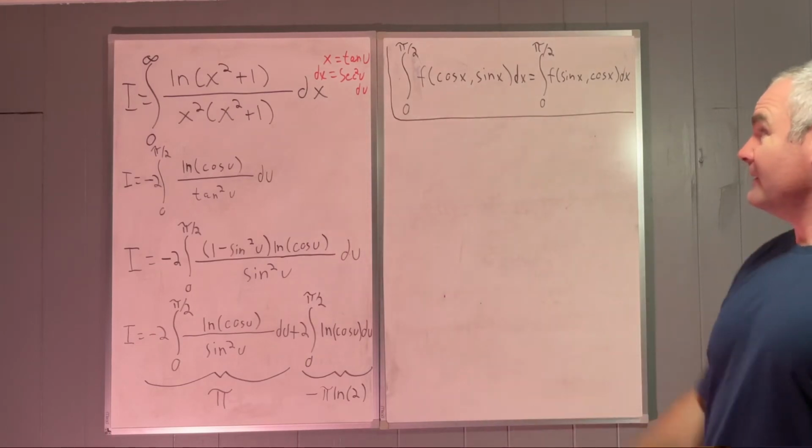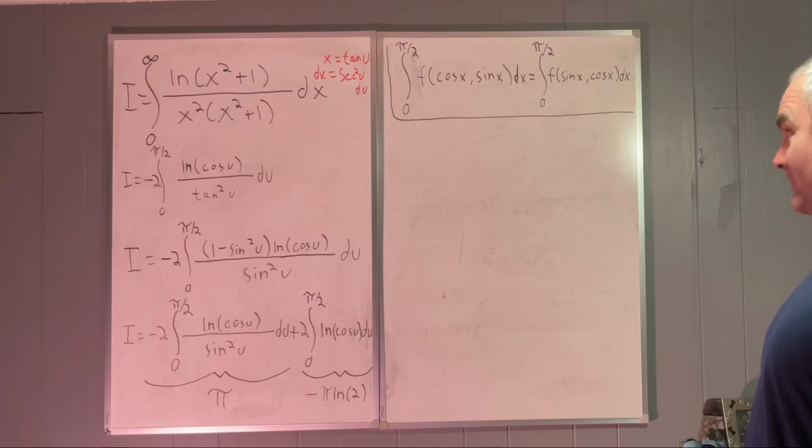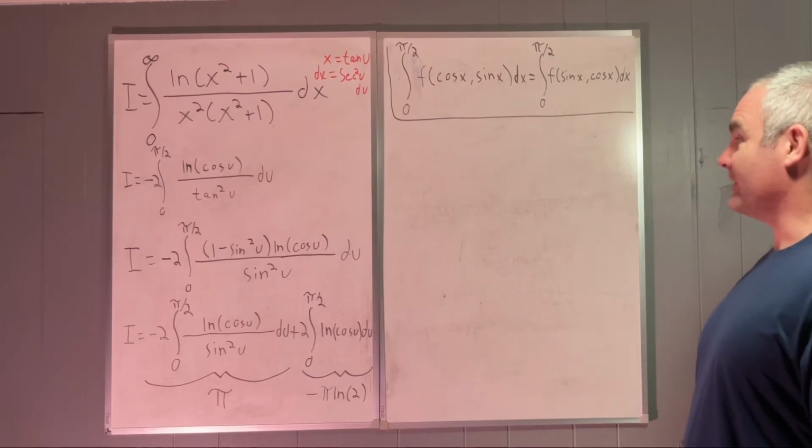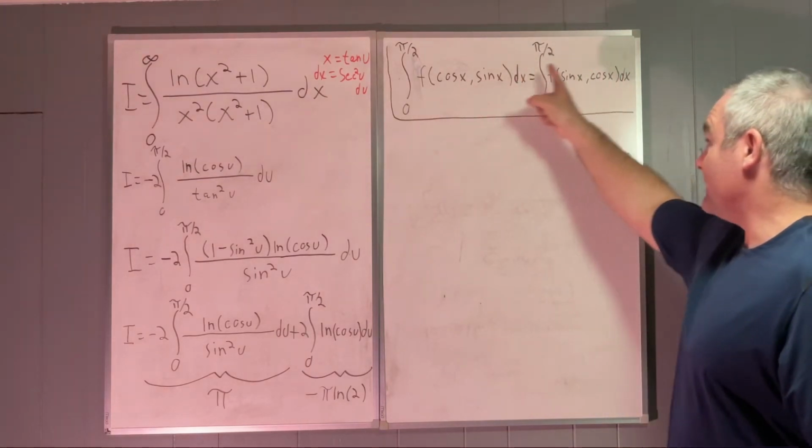Today we're going to be reevaluating that integral using King's property. I previously evaluated that integral using Feynman integration, and today I'm going to be using a different method, King's property, or a special case of King's property. This special case, to be specific.